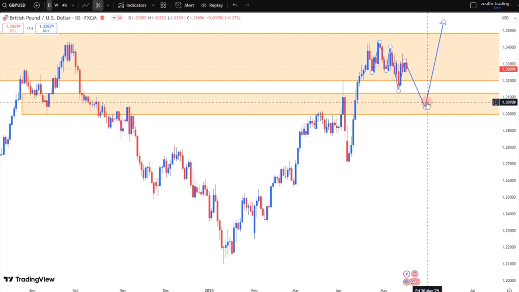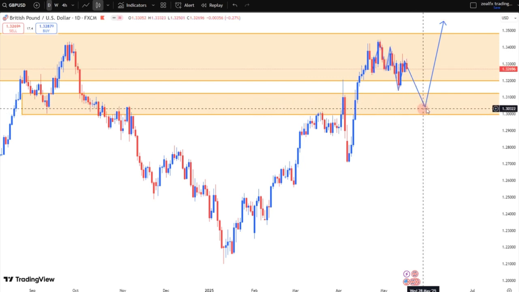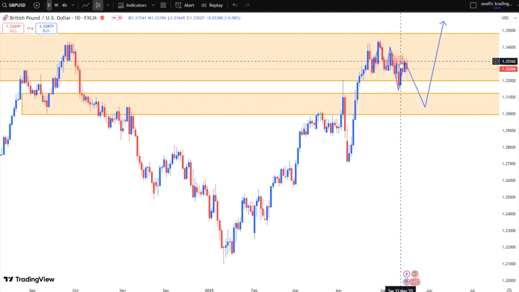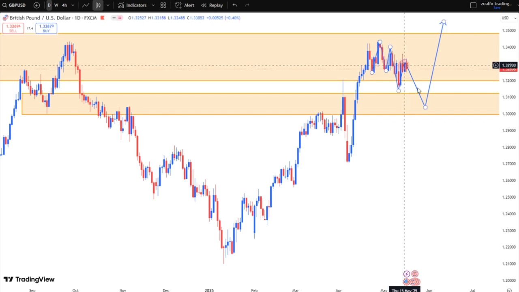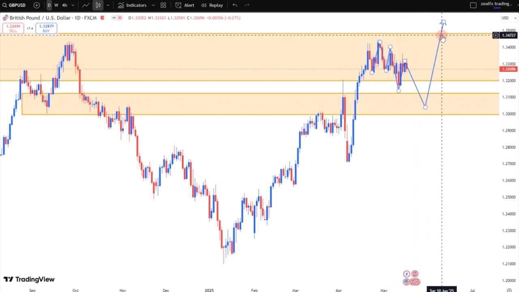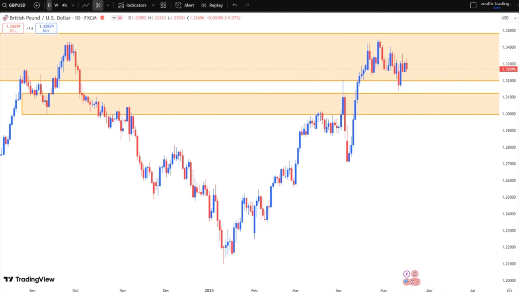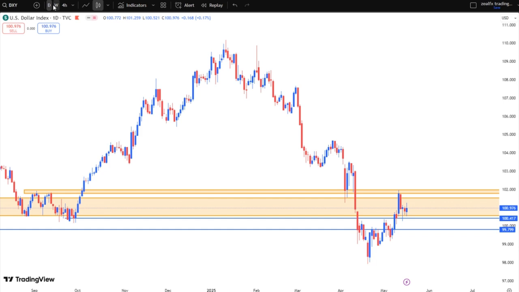on the weekly chart, but we expect price to retrace to this level on the daily chart because of the price close on weekly resistance, where price must retest this weekly support to see a further push for the British pound USD. So let's look at our next pair, which is the dollar index.